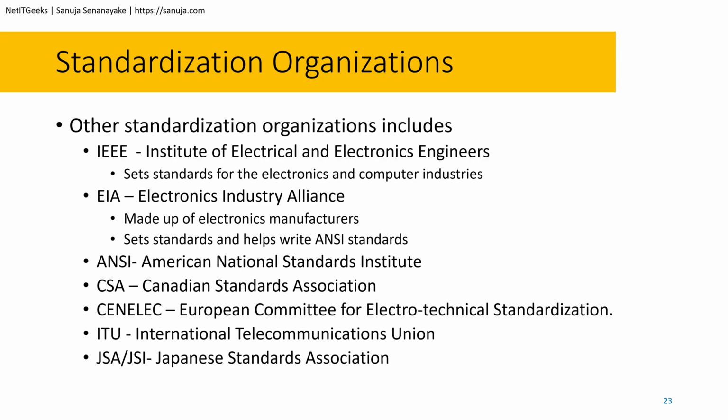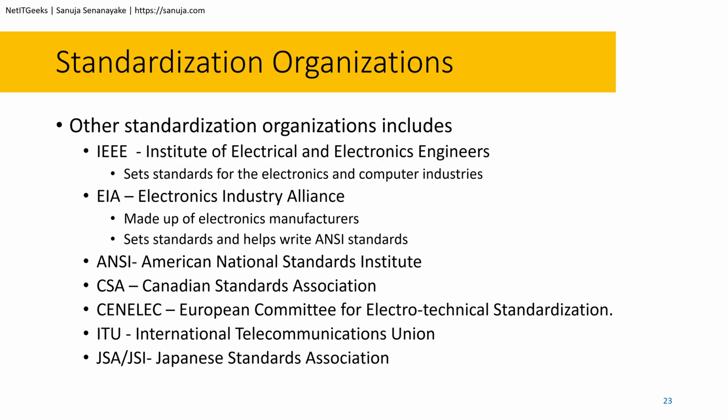Other standardization organizations include IEEE, pronounced I-triple-E, which is the Institute of Electrical and Electronics Engineers, which sets standards for the electronics and computer industries. EIA, the Electronic Industries Alliance, is made up of electronics manufacturers, and it sets standards and helps write ANSI standards. ANSI is the American National Standards Institute, which works with the EIA to write those standards.